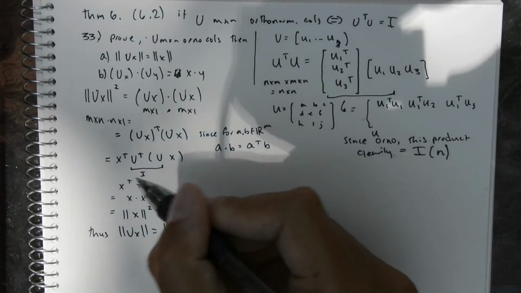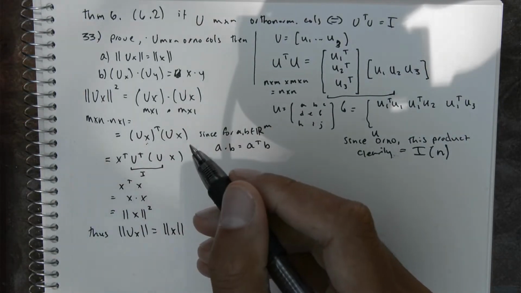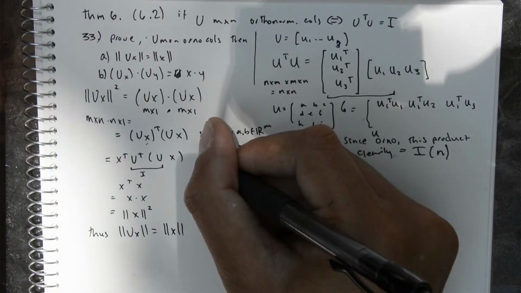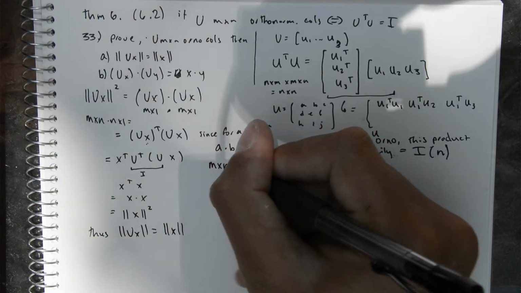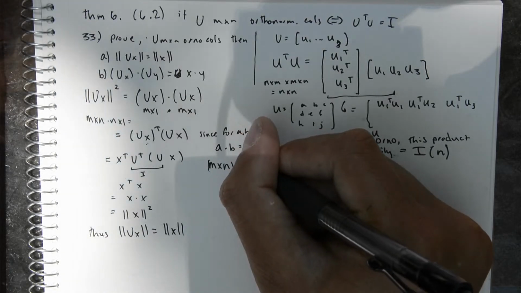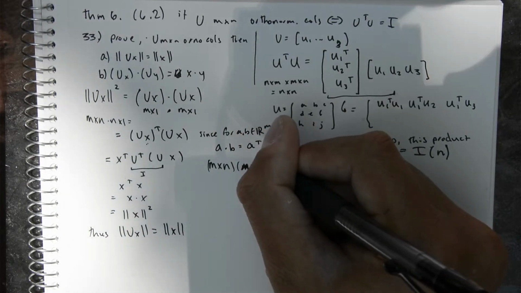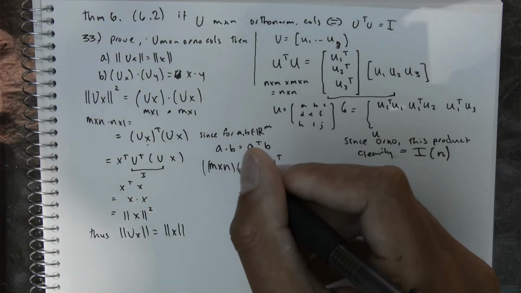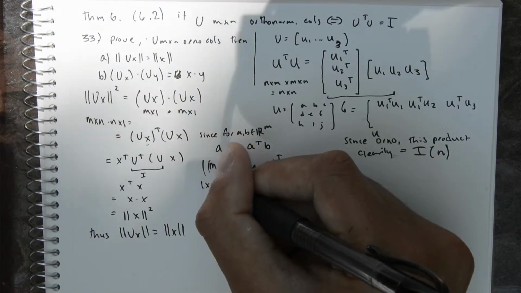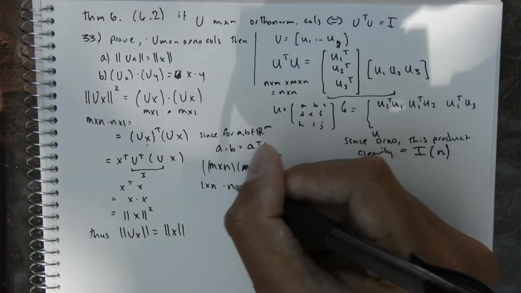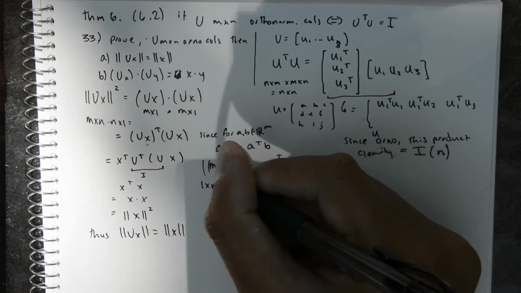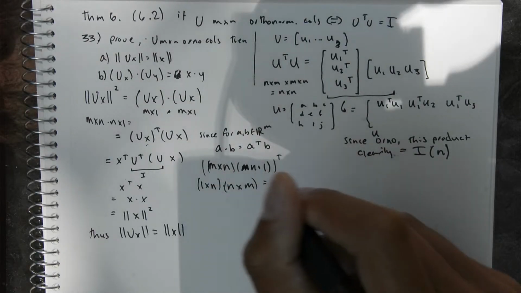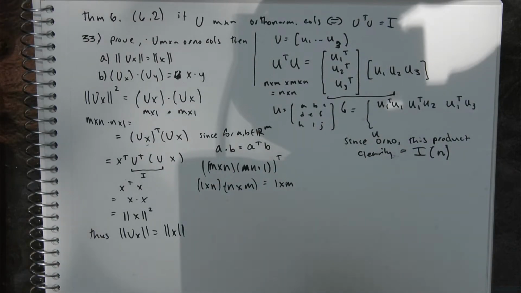Now, the weird part about this for me was that this is a vector. But so if we have an m by n times an n by 1, transpose, then we get a 1 by n times an n by m, which is equal to a 1 by n. So I think that's fine. All right, so now we got to do part B.